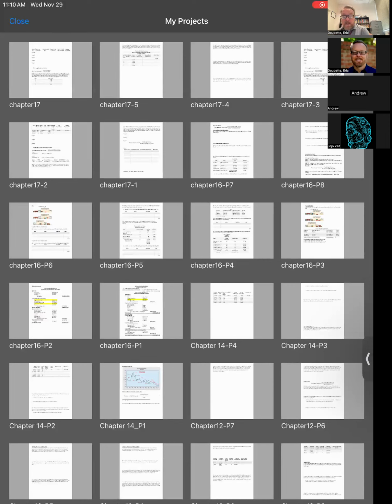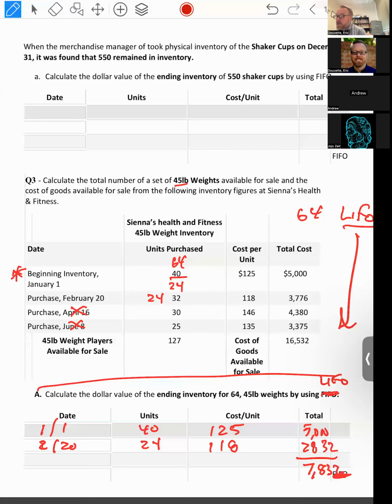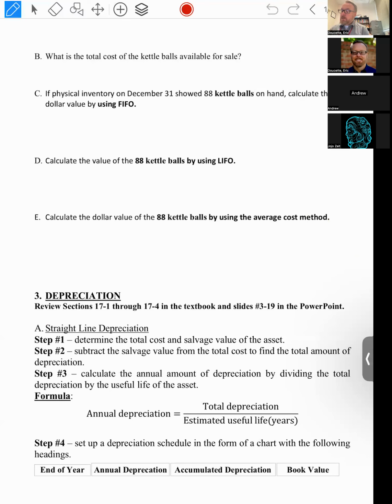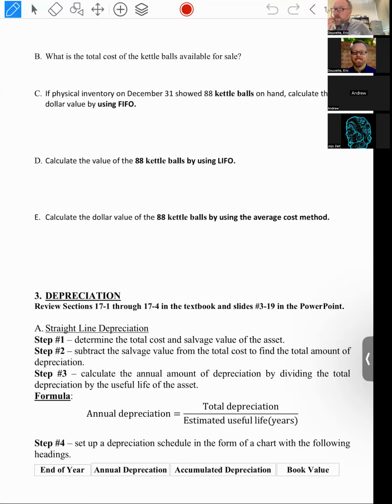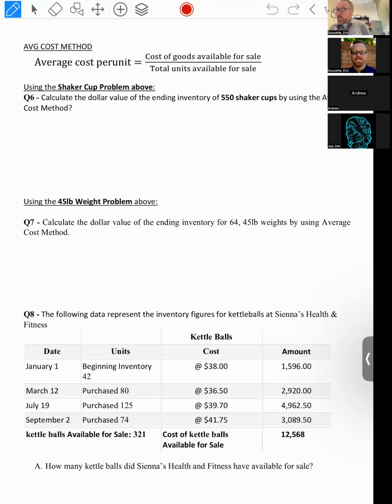So, all right, then we move into the last, and I think the easiest method for inventory, which is what we call the average cost inventory method. There is a little bit of a formula that looks like this, but it's super easy. All you're going to do is take the cost of goods available for sale, the total, and the total units available for sale, and divide them by each other, and that's going to give you an average cost per unit. And then all you do is multiply that cost by how many you have left. So in this case, 550.